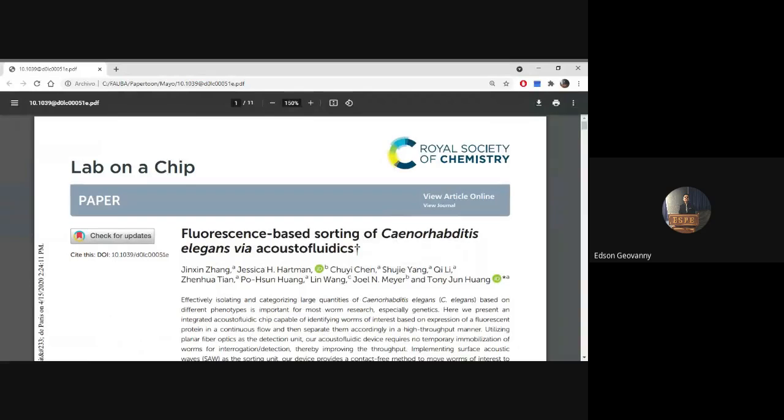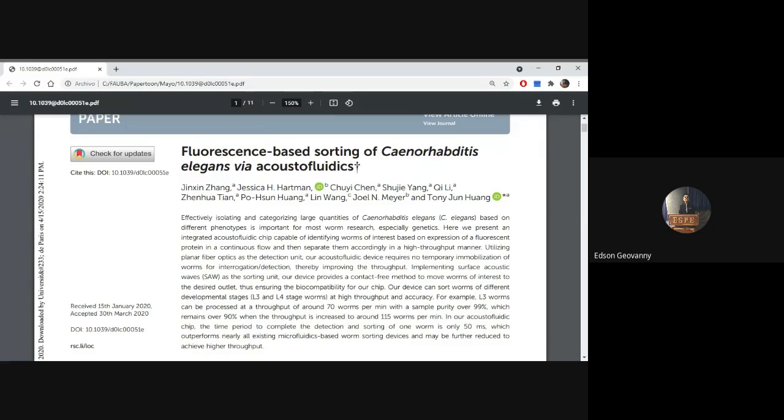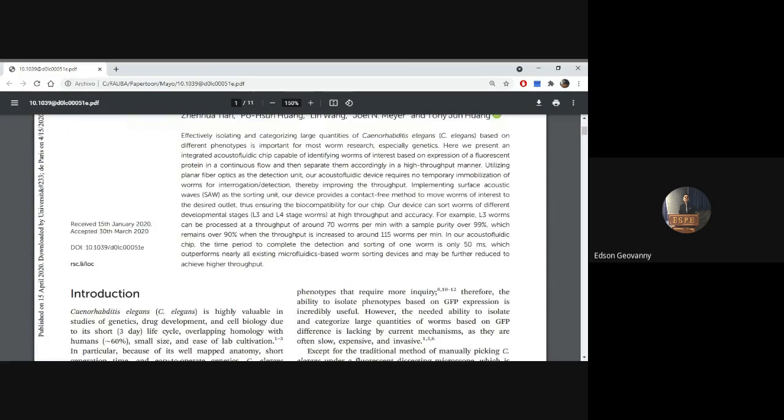In this presentation, the topic is fluorescence-based sorting of C. elegans via acoustofluidics. Different phenotypes are important for more research on worms, especially in genetics. Here a chip is mentioned, capable of identifying worms of interest based on the expression of fluorescent protein. The chip can classify worms at different stages of development, L3 and L4: about 70 L3 worms and 115 L4 worms are identified per minute.